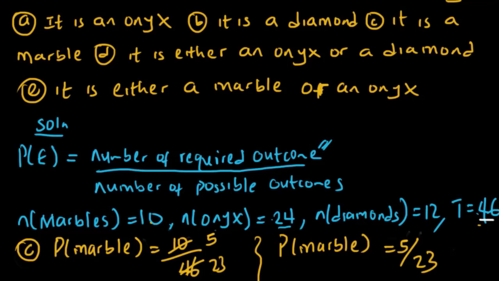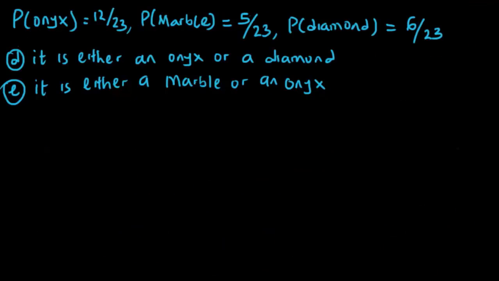Let me rub up so we can find D and E. Now from what we solved, we discovered that the probability of picking an onyx is 12 over 23. And we got probability of picking a marble as 5 over 23. And probability of picking a diamond as 6 over 23. Now let's do D. D says, what's the probability that the stone picked is either an onyx or a diamond? Now we know that probability of picking an onyx is 12 over 23. We know that probability of picking a diamond is 6 over 23.